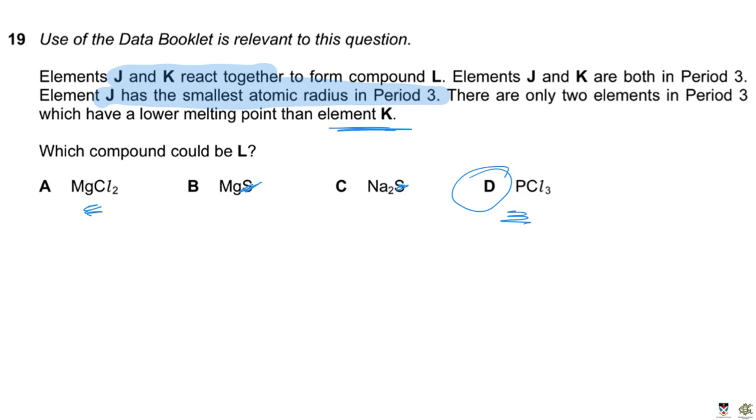So not magnesium. With its metallic bonding, it's actually got the third highest melting point. It's only aluminium and then silicon with higher melting points than magnesium.